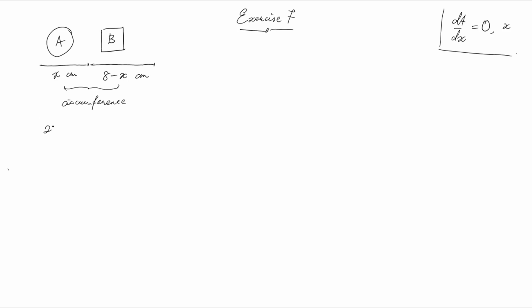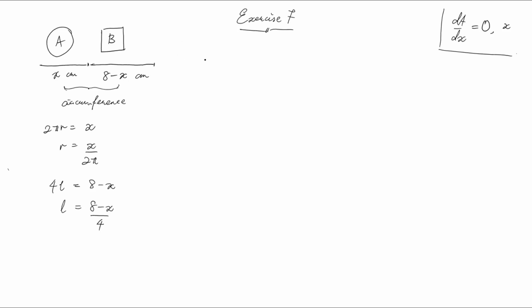Circumference of a circle is 2 pi R. This one is equal to X. So now you can say that R is equal to X divided by 2 pi. Okay, that's easy. And for the square B, the circumference of a square is just 4L. L plus L plus L plus L is equal to 8 minus X, and hence our L is (8 minus X) divided by 4. Okay, so those are the two things that we definitely need for this particular question.